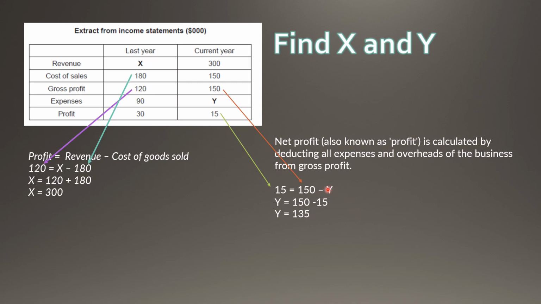So we need to bring the y over to the other side and bring the 15 over to this side. So 150 subtract 15, you get 135. Okay, so not that particularly difficult. Just need to remember a few things from your textbook. That's all.